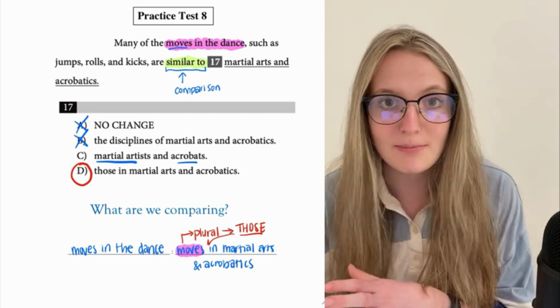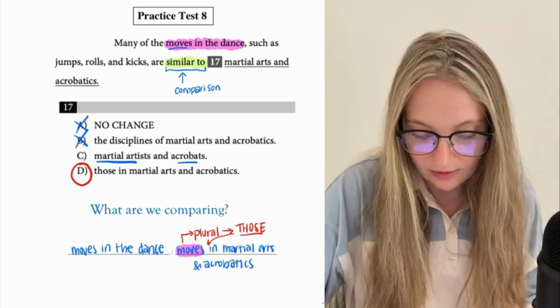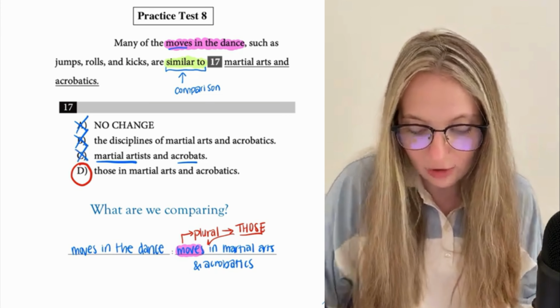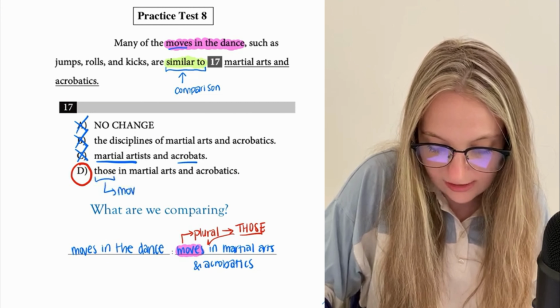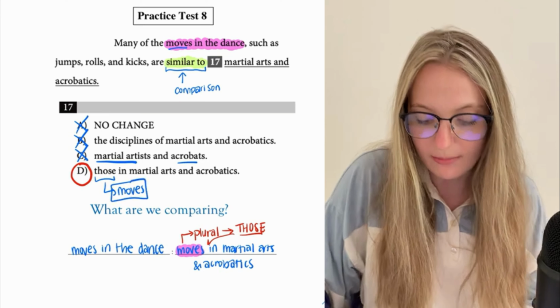You can't compare human beings to a thing. So knock out C. So we're left then with choice D. And again, "those" refers to the moves. So this is a valid or equal comparison.